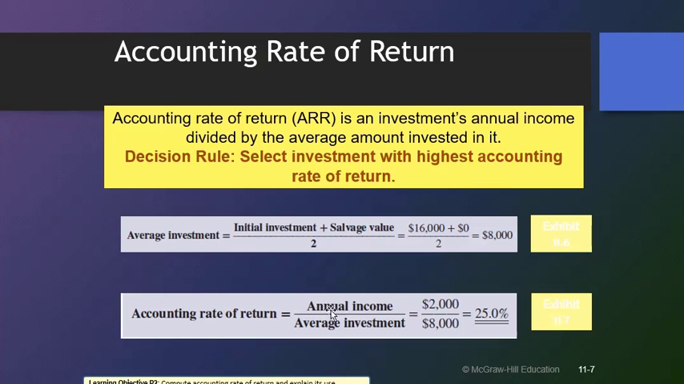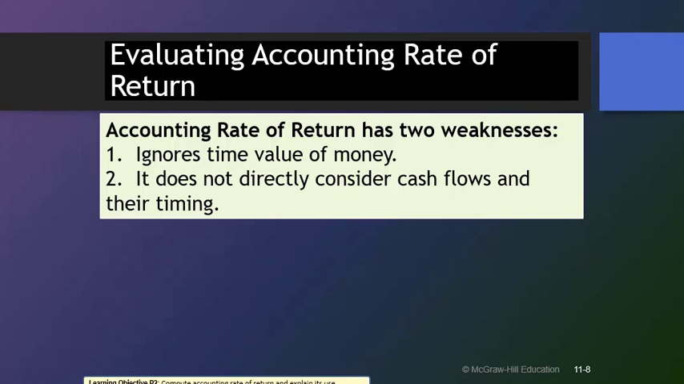Under the accounting rate of return, instead of taking annual cash flow, we're going to take annual income, okay? Remember, when we computed income and cash flow, they were a little bit different. We had 4,000 in cash flow, but only 2,000 in income, okay? Because remember, for income, we also had to account for that depreciation expense, okay? So our annual income is only 2,000. We divide that by the average investment, which is 8,000, and that gives us 25% as our accounting rate of return.